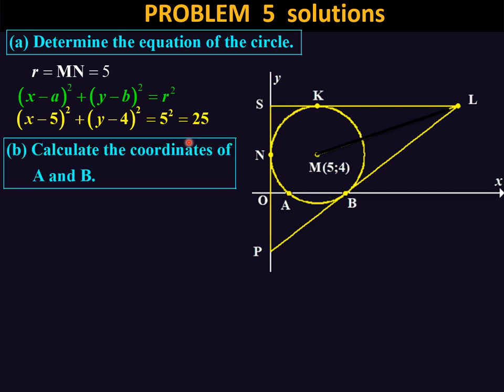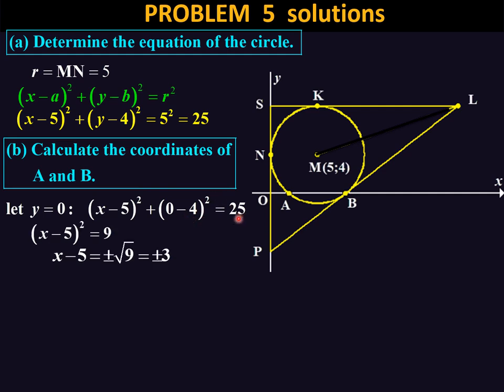Calculate the coordinates of A and B. Now we ask ourselves again, where is A and where is B? A is on the circle, B is on the circle. Where else are they? They're on the x-axis. So I need to use my circle equation. And what do we know about points on the x-axis? That's correct. The y coordinate is 0. So if I make that y coordinate 0, I can simplify that. That's 16. I transpose it there.